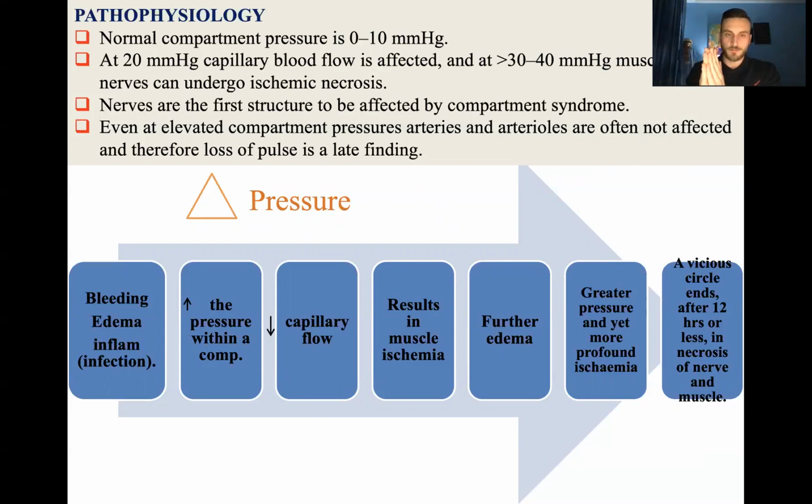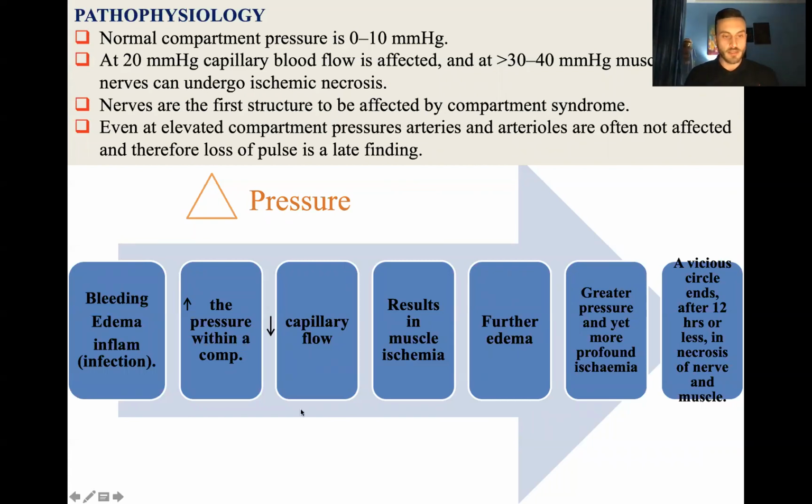intracompartmental pressure. If it rises to 20 millimeters Hg, the capillary flow will be decreased. At more than 30 to 40, we're going to have damage to the muscles and the nerves, and ischemic necrosis will happen. The first structures to be affected by compartment syndrome are the nerves. That's why pain and paresthesia are very important. Even with elevated compartment pressure, arteries and arterioles are not affected at first, but they will be late.